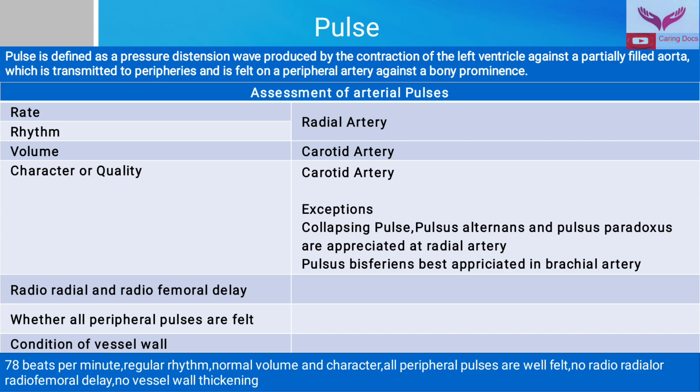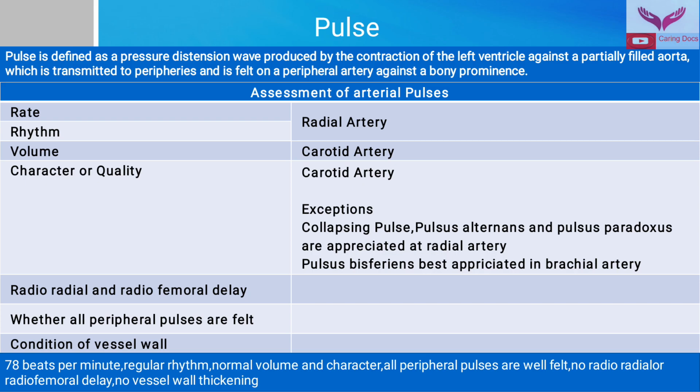The rate and rhythm are usually seen in the radial artery. They are better appreciated in the radial artery. Volume of the pulse is assessed in the carotid artery. Character or quality is also assessed in the carotid artery. Exceptions are there for character or quality: collapsing pulse, pulsus alternans, pulsus paradoxus are appreciated better at the radial artery, and pulsus bisferiens is best appreciated in the brachial artery.